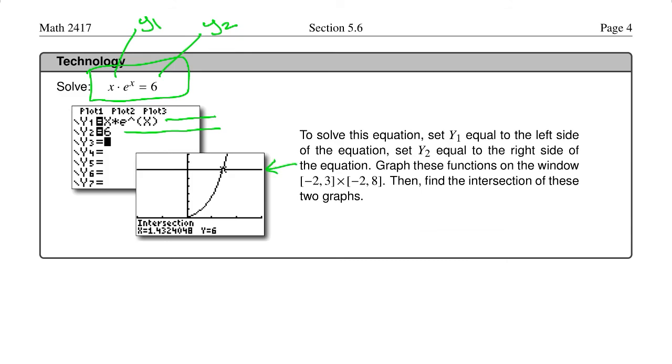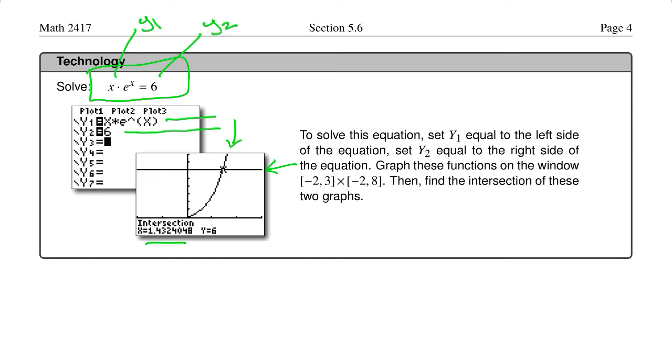And x times e to the x is a very strange function. We don't know what that looks like when we graph it. That's why we need the graphing calculator to help us on this one. Turns out to be this curve right here. And then wherever they intersect, you can get that x value, and that's the answer.